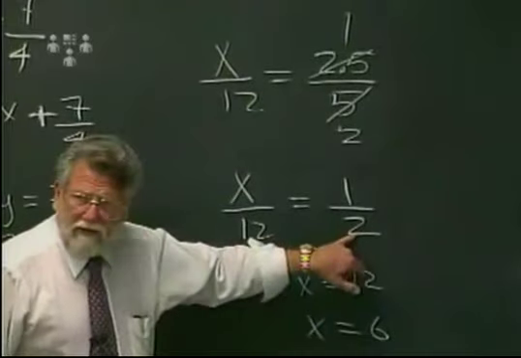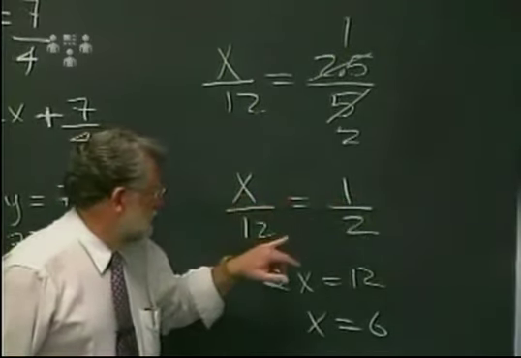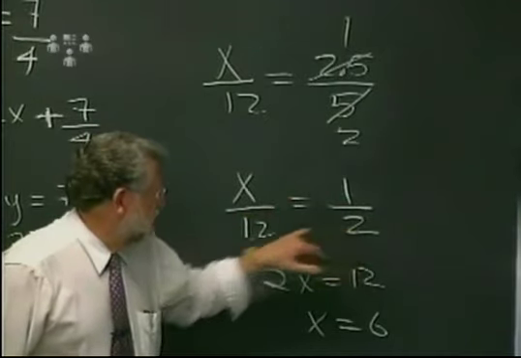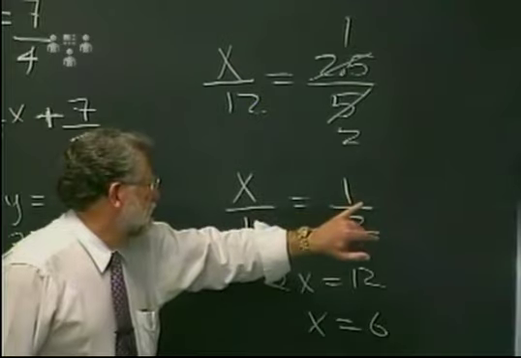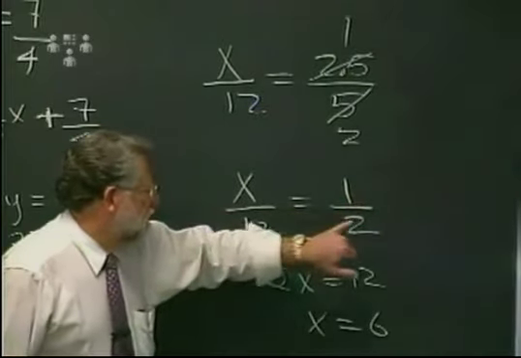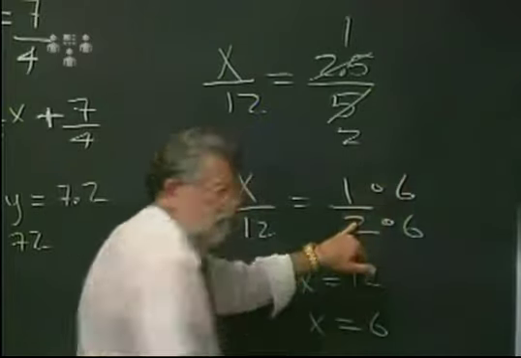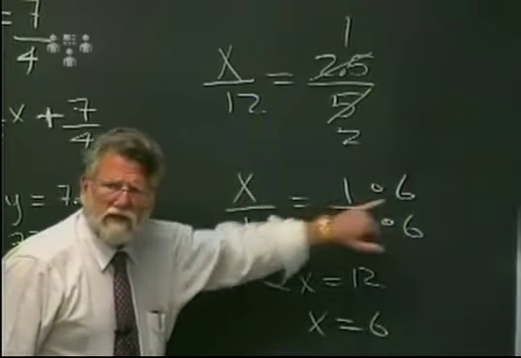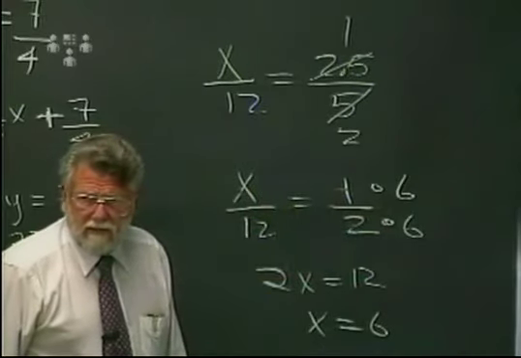Or you can say I had to multiply 2 by 6 to get 12, so I have to multiply this by 6 to get here. I had to multiply 2 by 6 to get 12. Oh, it didn't say that well. I'll rewrite it. I'm not saying it well. That's what I'm trying to say: 6 times 2 is 12, so 6 times 1 is 6. x is 6. Got it?